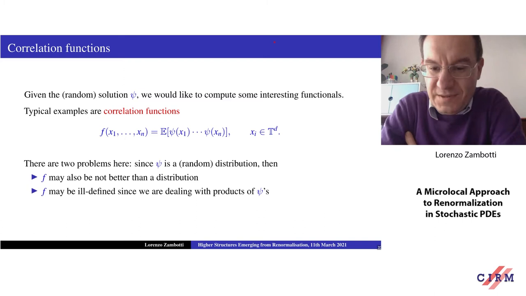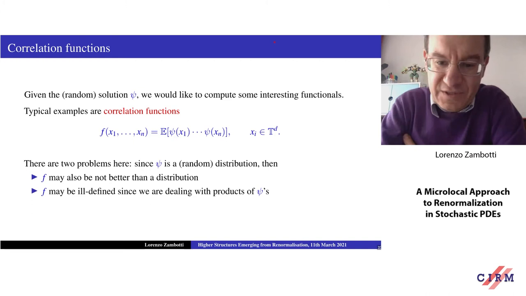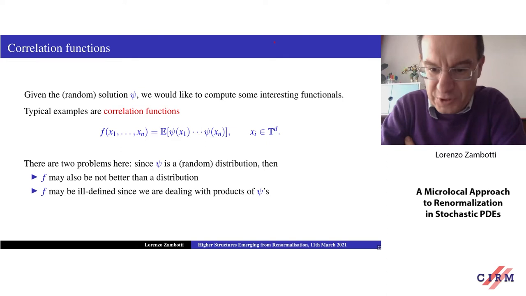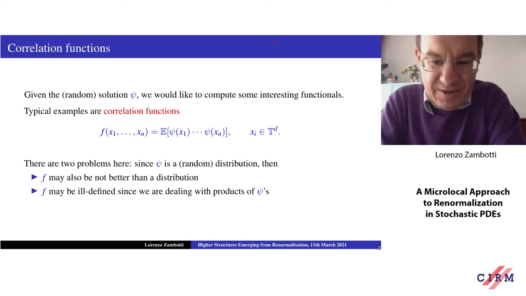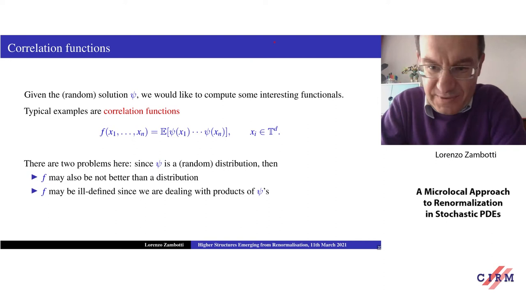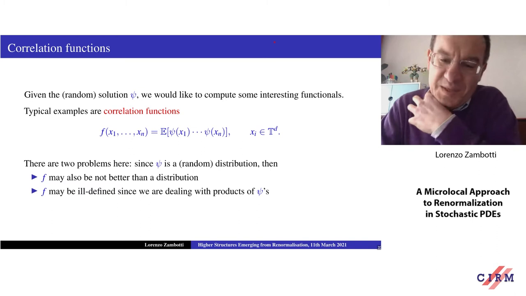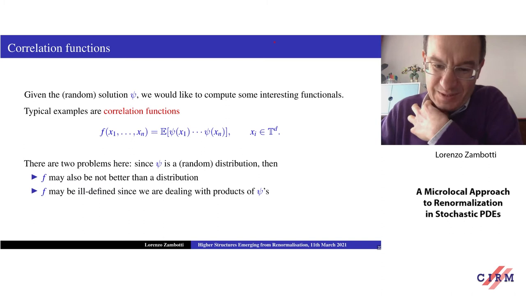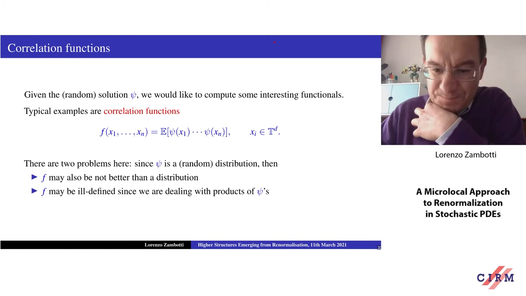Now, given this random object psi, one interesting question would be, how can you compute some useful functional? So the typical examples are correlation functions of this form: f of x1, ..., xn equal to the expectation of the product psi of x1, etc., up to psi of xn. Now, there are two problems here. Since psi is a random distribution, first, f may also be only a distribution, but this, in fact, is not such a big deal. We are ready to accept that. On the other hand, the problem again is that products of random or not distributions are in general ill-defined, and therefore, what is f? So f is ill-defined.